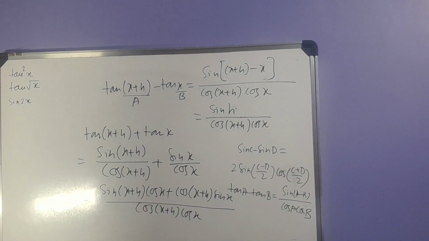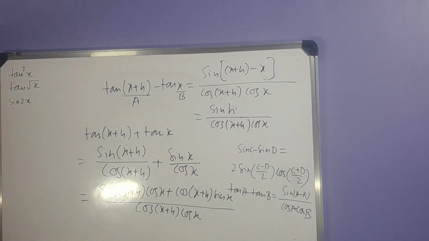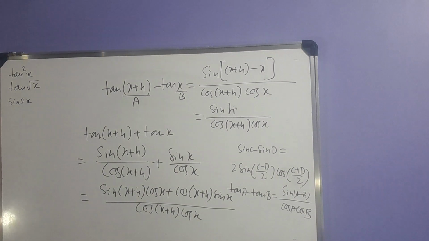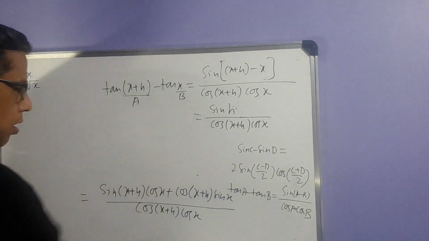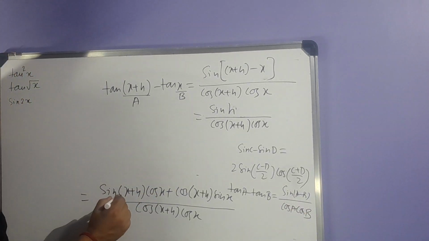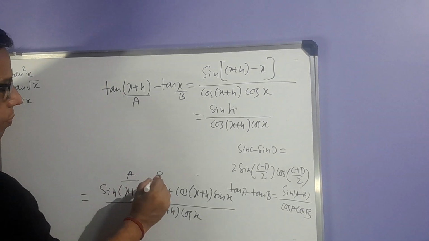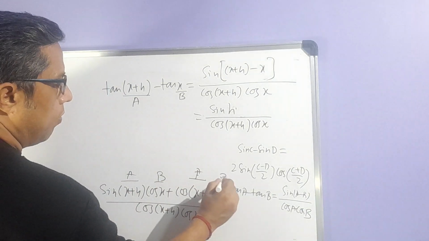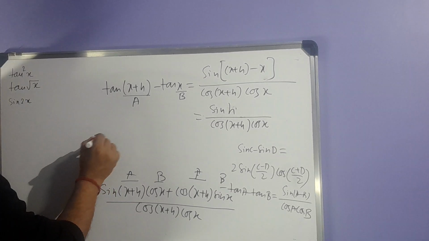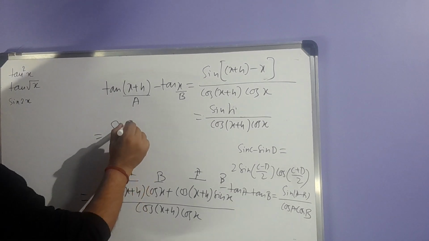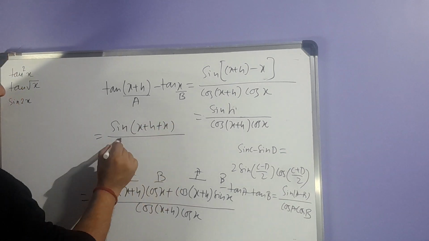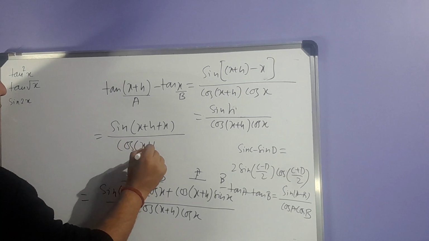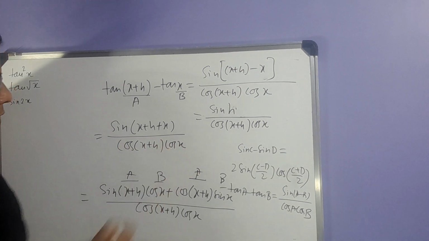Now, what's the next outcome from here? If you can tell me. The next outcome will be, let me sort it, sine A cos B plus cos A sin B. So it will be sine of (A plus B), right? So that means sine of (x plus h plus x) divided by cos of (x plus h) cos of x.